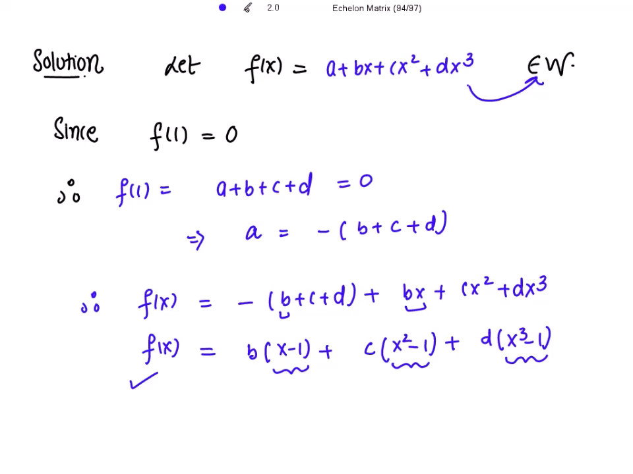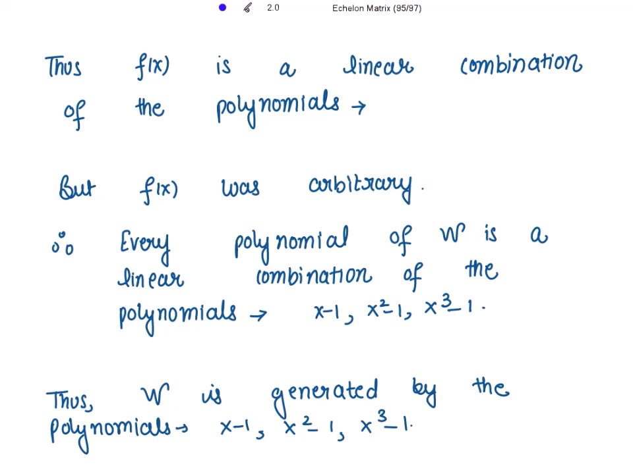But f(x) is arbitrary. We can take any polynomial f(x) of the kind a + bx + cx² + dx³ from the subspace W. So f(x) is arbitrary. That means every polynomial of the kind f(x) that belongs to W is a linear combination of these three polynomials, x - 1, x² - 1 and x³ - 1. But f(x) was arbitrary, so therefore every polynomial of W is a linear combination of these three polynomials.